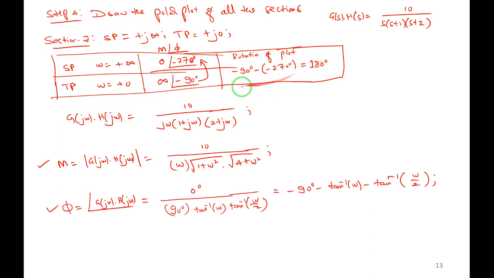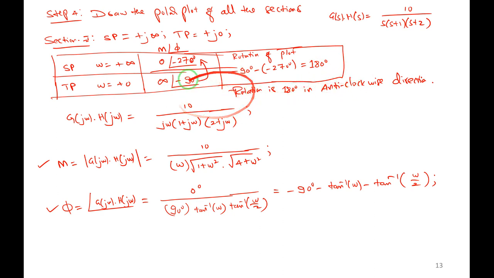So what should be the rotation of the plot? 180 degree. In which direction, clockwise or anti-clockwise? If it is plus, it means anti-clockwise, right? So rotation is 180 degree in anti-clockwise direction, because plus is there. If I get minus 180, it is clockwise, right? Since I am getting plus 180, rotation is 180 degree in anti-clockwise direction, because anti-clockwise we take as positive, clockwise we take as negative, right?